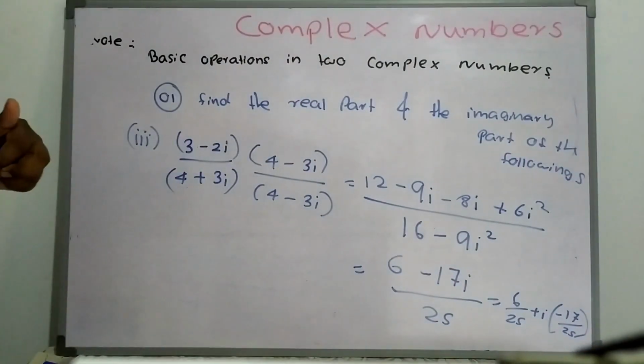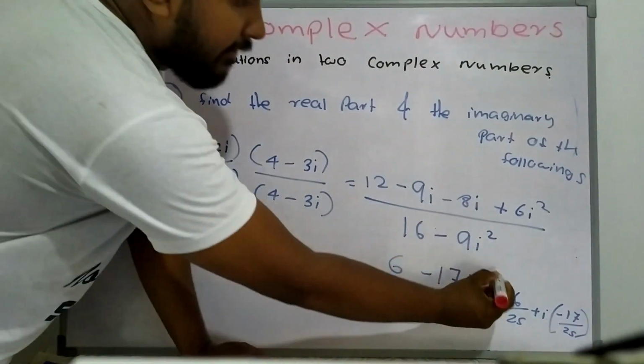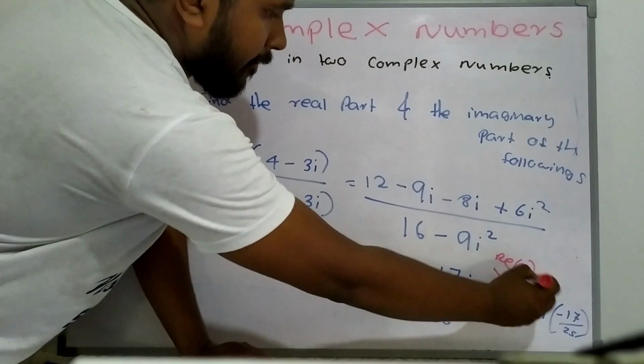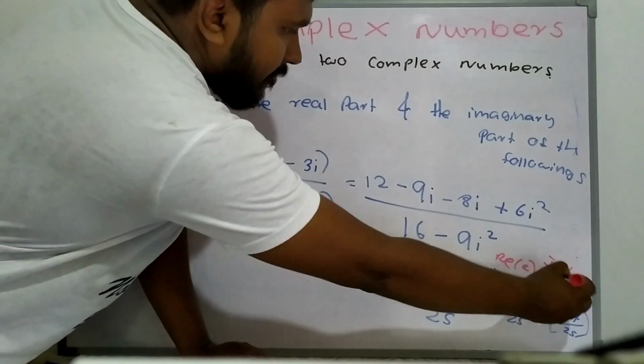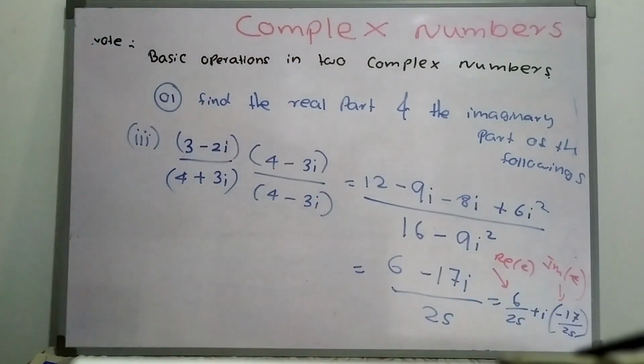So you can see this is the real part, the real z. This is the imaginary z. So now I think you might have some idea about these kinds of examples. What we have done is we always rationalize the denominator.